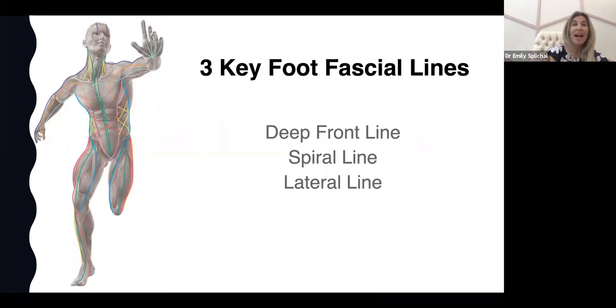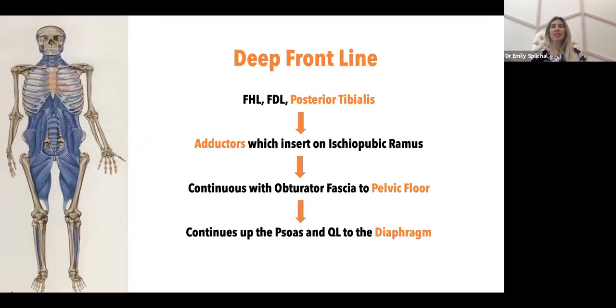Now, if we go back to the fascial lines that connect in the foot, the bottom of the foot, there's going to be 3 main ones that we want to appreciate. We've got our deep front, our spiral, and our lateral. And these all relate to those 3 positions or functional demands that I just went over. So we're going to start with the deep front line.